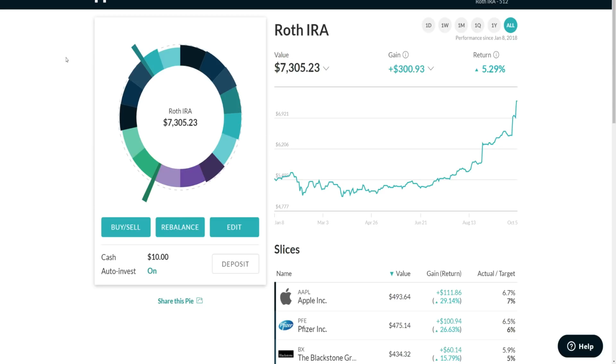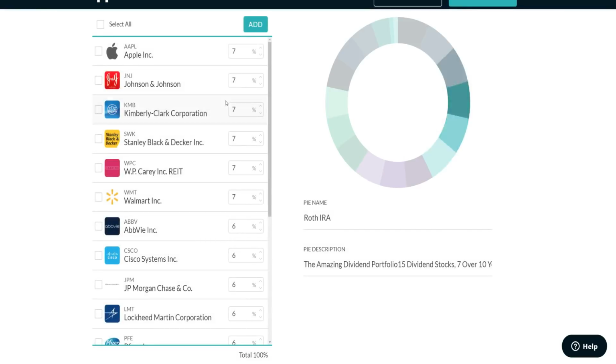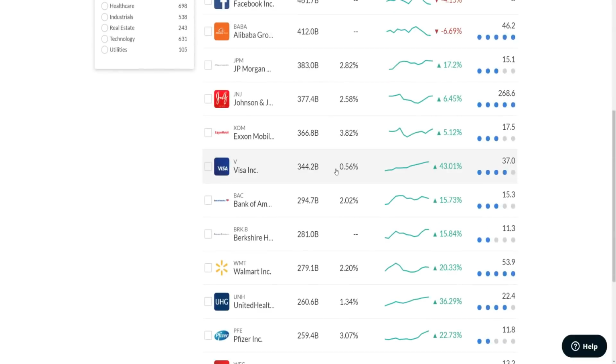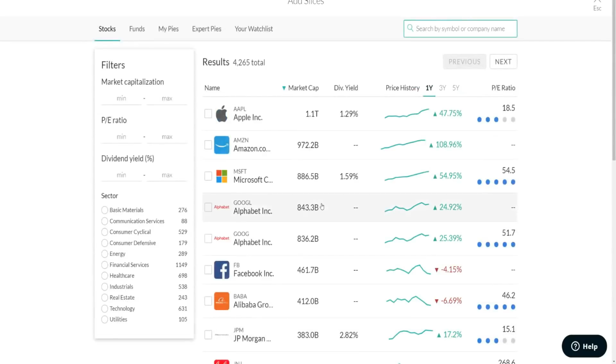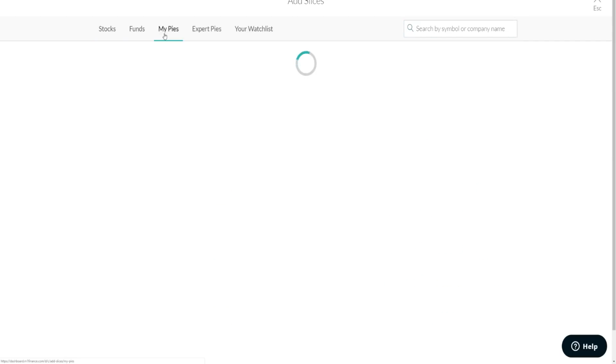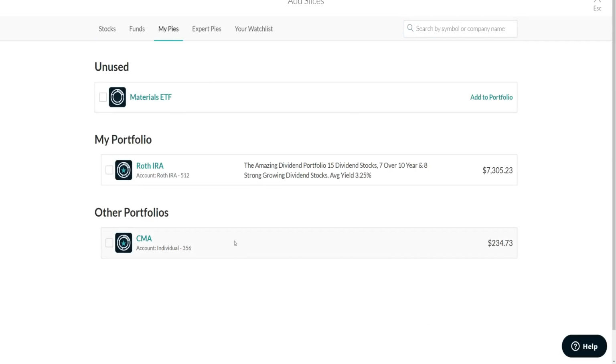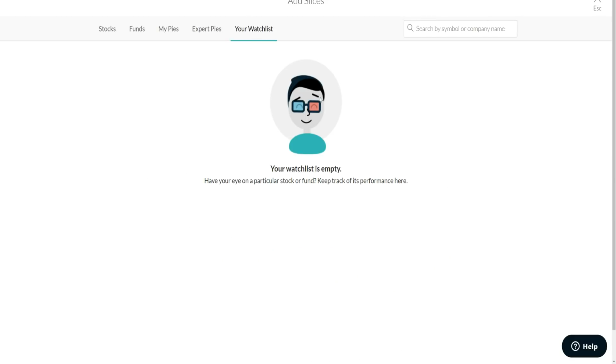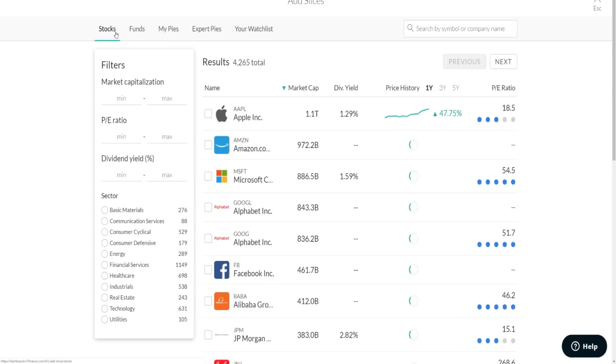So right off the bat, what do you got to do to add a brand new stock to your portfolio? Well, once you have M1 Finance up, you have to go ahead and select Edit. From this point, you can select Add, and you have thousands of choices as far as stocks. You can even add different funds, other funds that you've already created here, your pies. You can add expert pies. You can have stocks that you have on your watch list, which I have none.